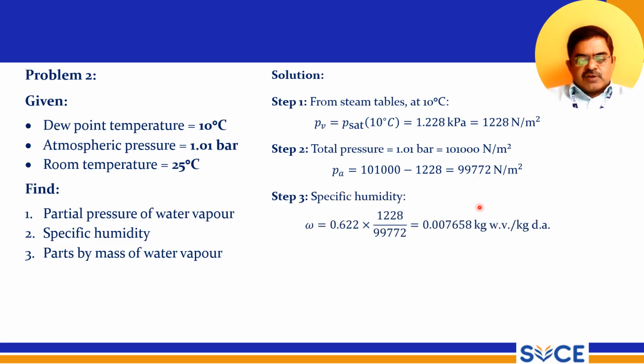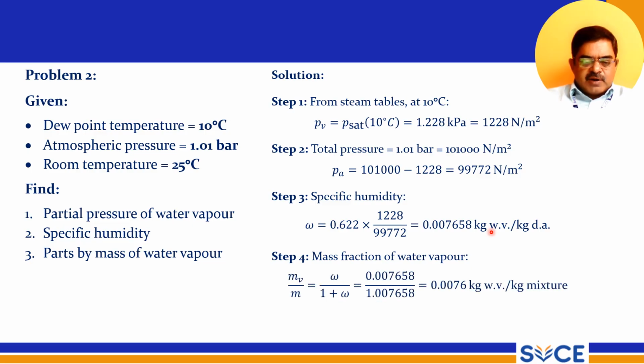Specific humidity also can be found out. It is 0.007658 kg of water vapor per kg of dry air. So mass fraction of water vapor, this also we can find out. We know specific humidity, so this comes as 0.0076 kg of water vapor per kg of moist air.